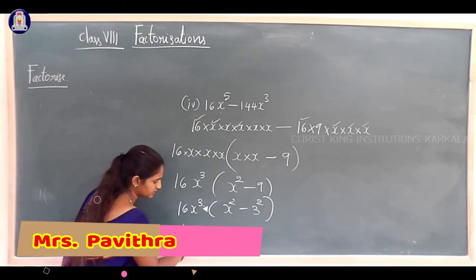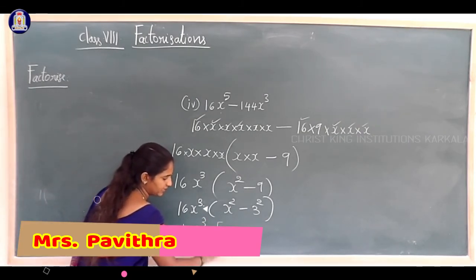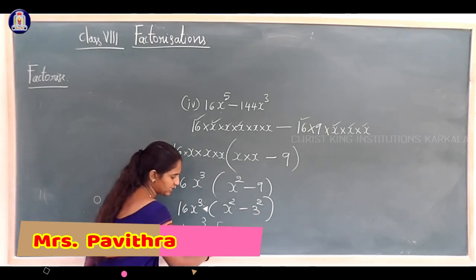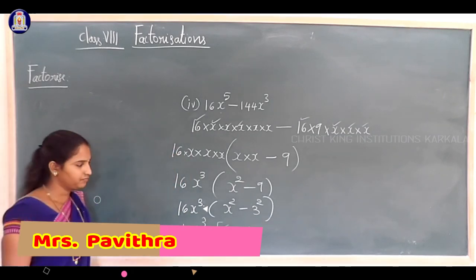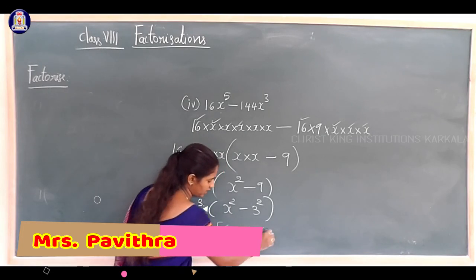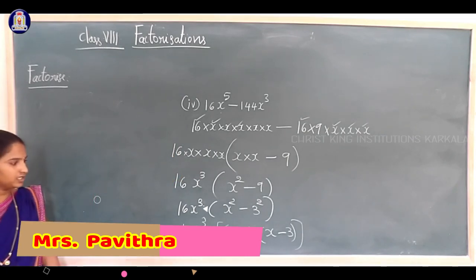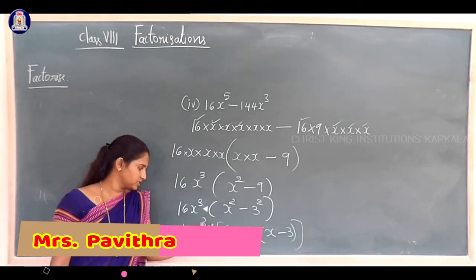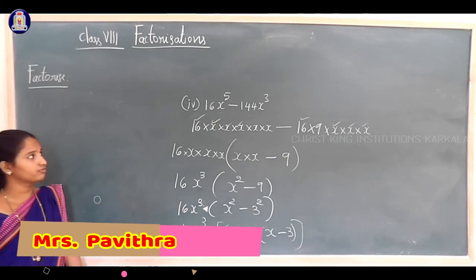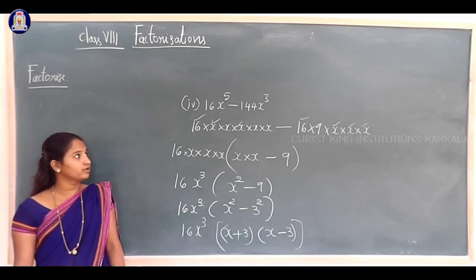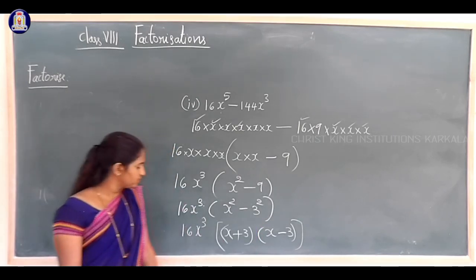So 16x cube, here if you use the identity a square minus b square is a plus b into a minus b. So a plus b: what is a? a is x. Plus what is b? b is 3. So x plus 3. The next term, again a minus b, a is x and b is 3. So the factors are x plus 3 into x minus 3. Then the remaining 16x cube. So these are the factors of the given expression, 16x power 5 minus 144x cube.